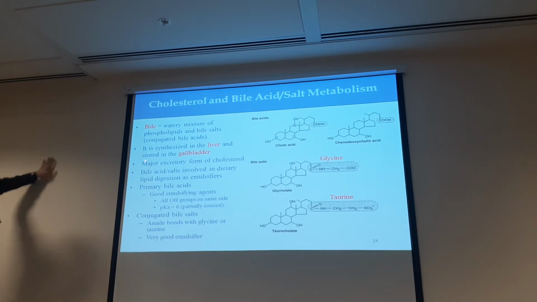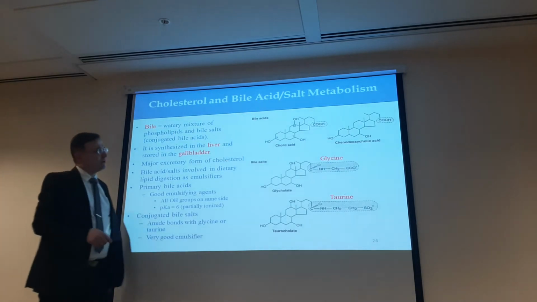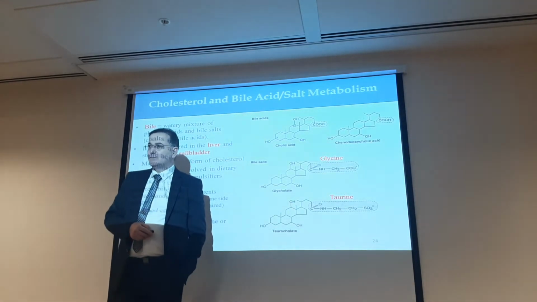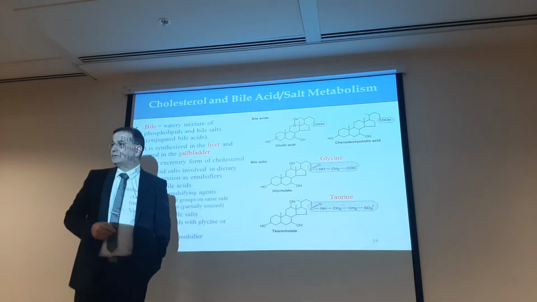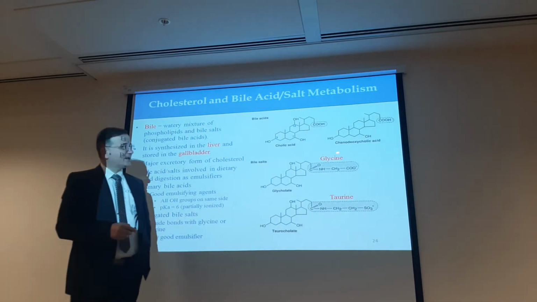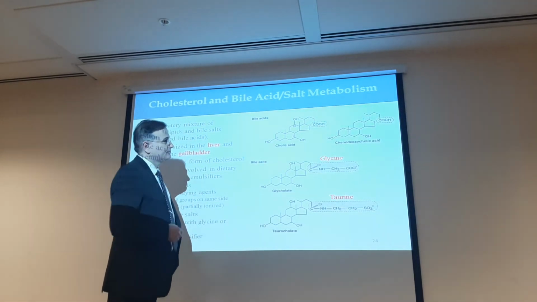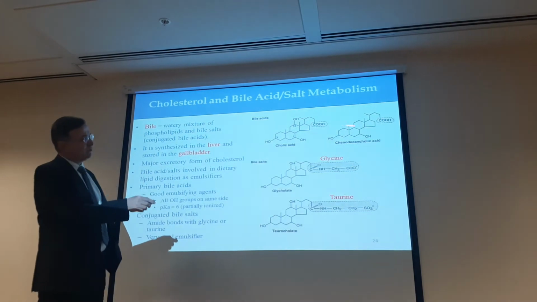But also, bile is a major excreted form of cholesterol. These are the bile acids. That includes cholic acid. You can see the precursor of cholesterol in this bile acid. This is chenodeoxycholic acid. You can see that we have different groups attached.